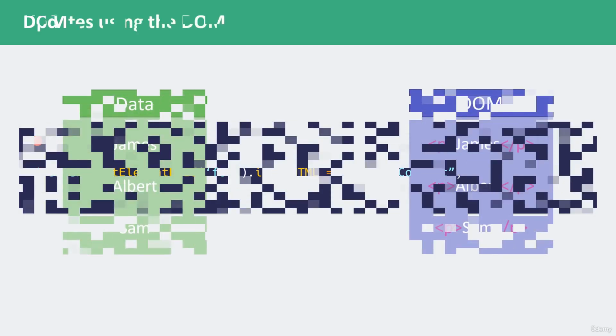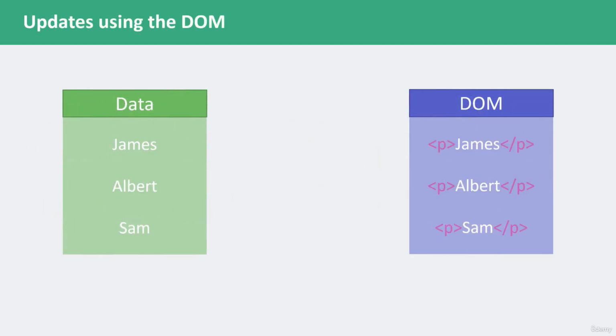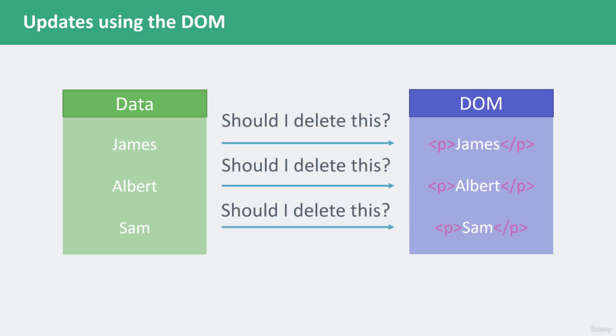Imagine a scenario where we are listing users. We're rendering the list of names onto the page using paragraph tags. Simple enough, right? Well, what if you remove a name from the data? In that case, you would have to scan each individual element. If an element is using the data, you should delete it from the document. You would also have to check for their attributes and children as well.